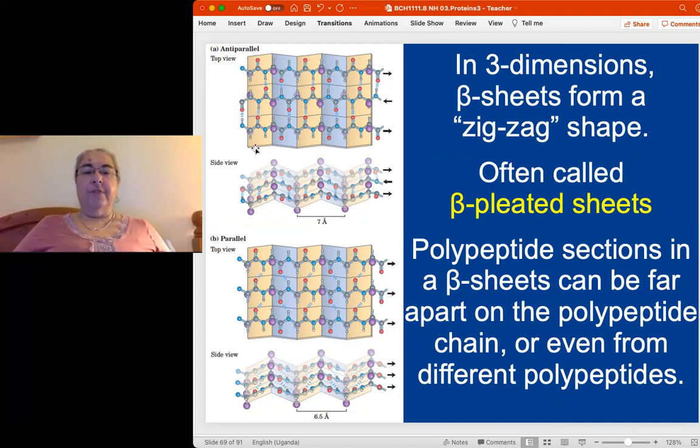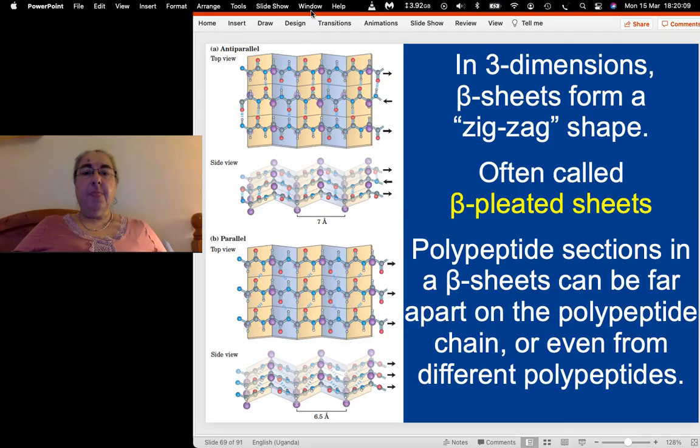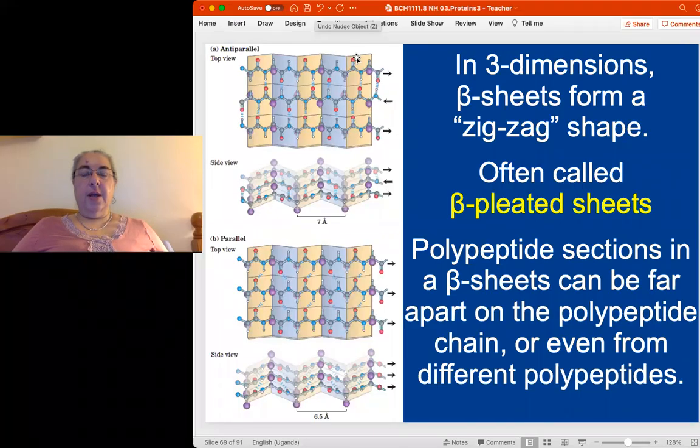Because of this, these are often called beta pleated sheets. Okay, pleated, the same word we use for a skirt, clothing, where the fabric is folded backwards and forwards to give it fullness. So a beta sheet or a beta pleated sheet mean the same thing, and both the anti-parallel and the parallel type of beta sheet both form this zigzag appearance from the side, although slightly different dimensions.